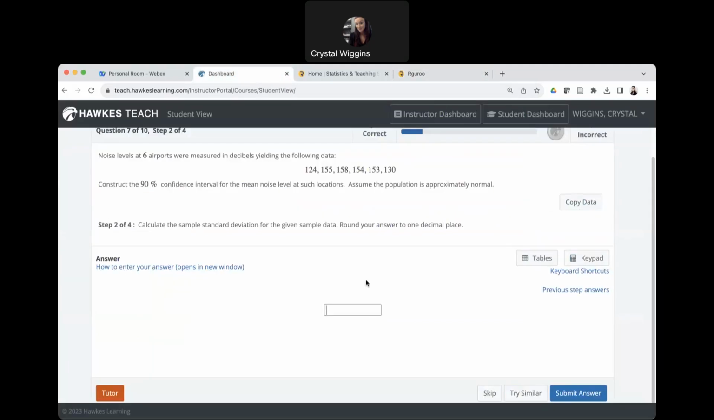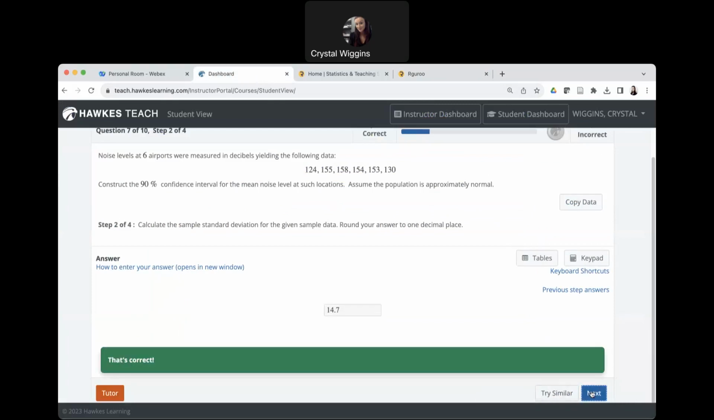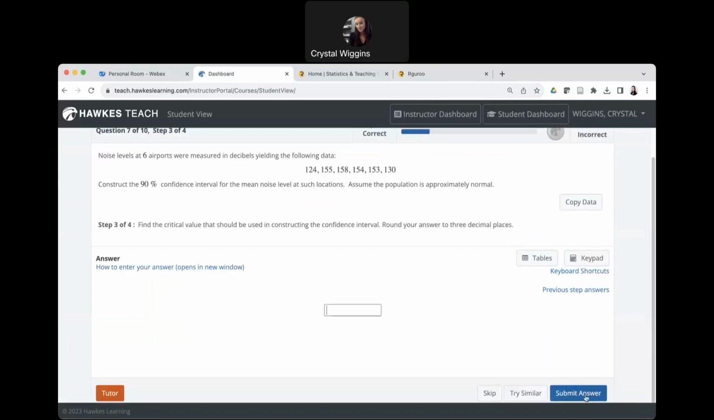Okay, so let's type that in, 14.7. All right, step 3 of this problem asks us to find the critical value for the 90%. Okay, again, before you jump to the continuous probability calculator, you do want to remind yourself, 1, we're finding a value, so I need to make sure the mode is proper at the top of the calculator. And 2, do I need a standard normal distribution or a z distribution?